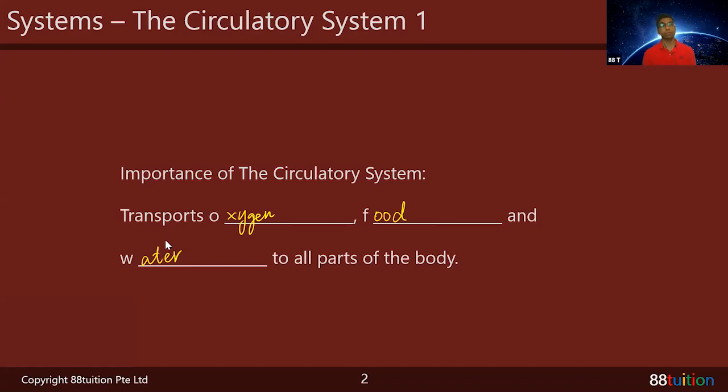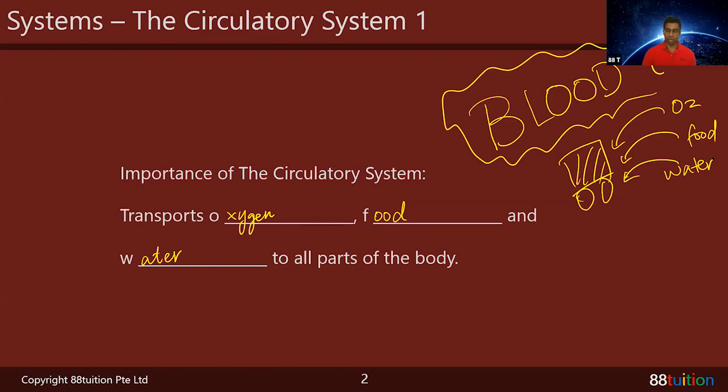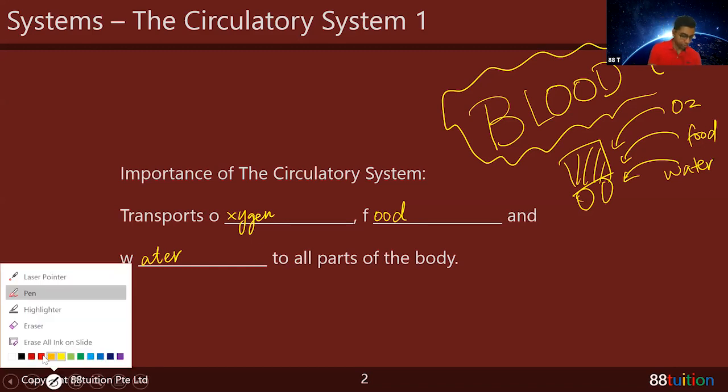Okay, very good. All of you know the 3 basic requirements of our body, which is the requirement of our cells. So in order to receive these 3 things, who is the transport? Who's the delivery vehicle? If you don't have blood in our body, you cannot transport these things. So what is it transporting? It loads itself with oxygen, it loads itself with food, it loads itself with water, and then it reaches your house, and then it will unload. Okay, what's your house?